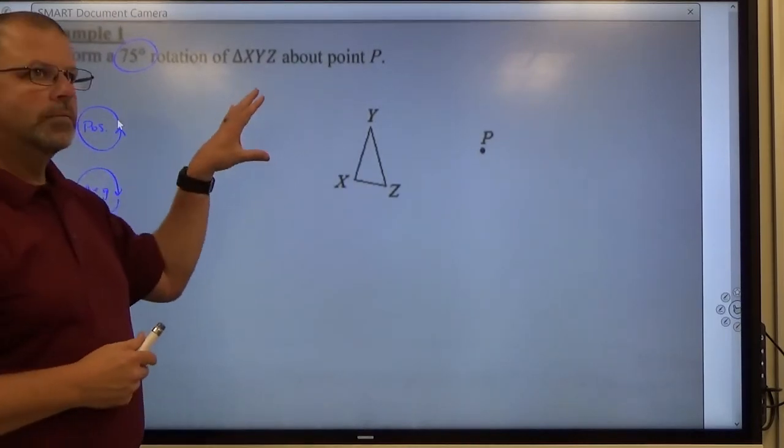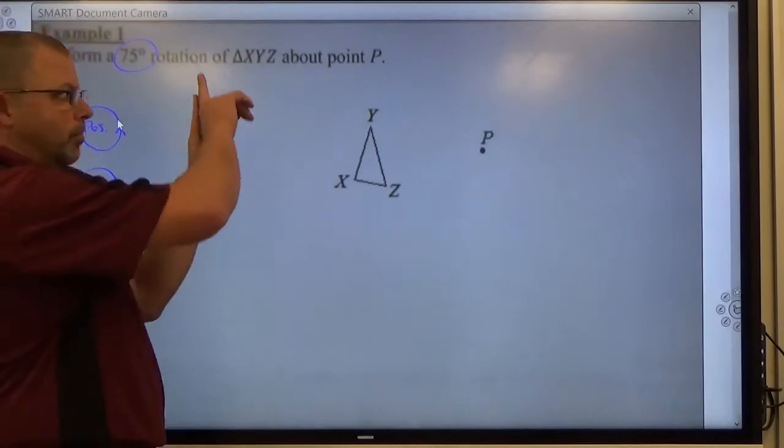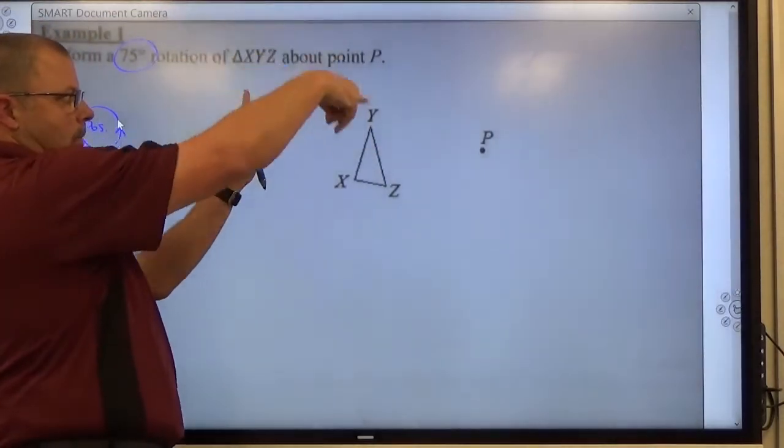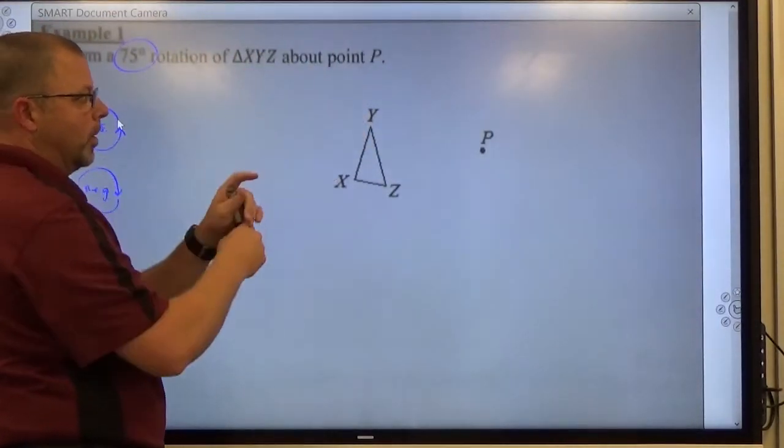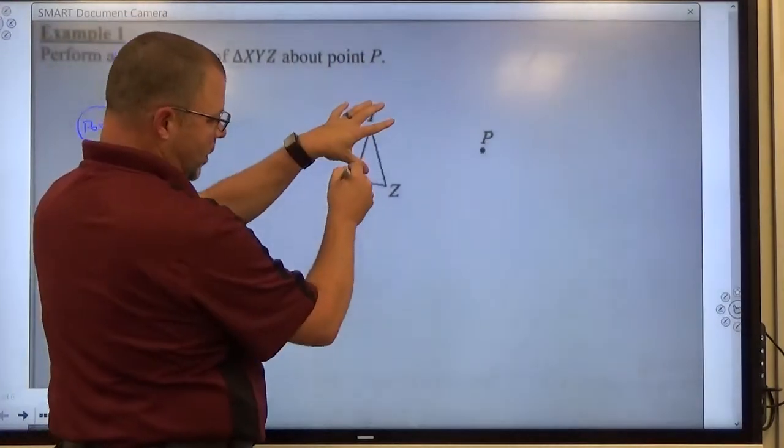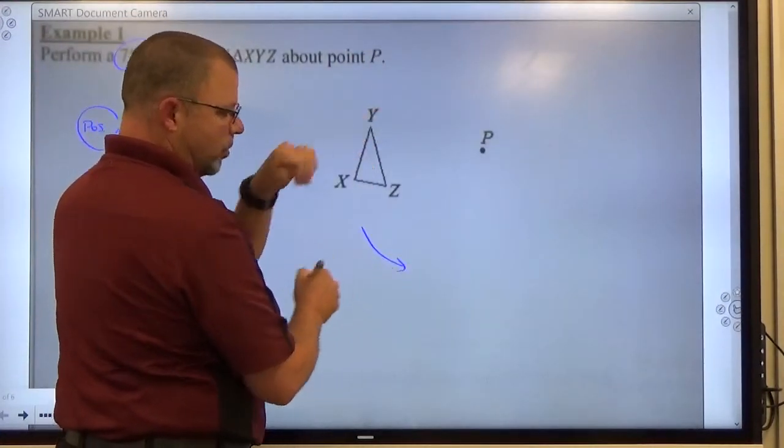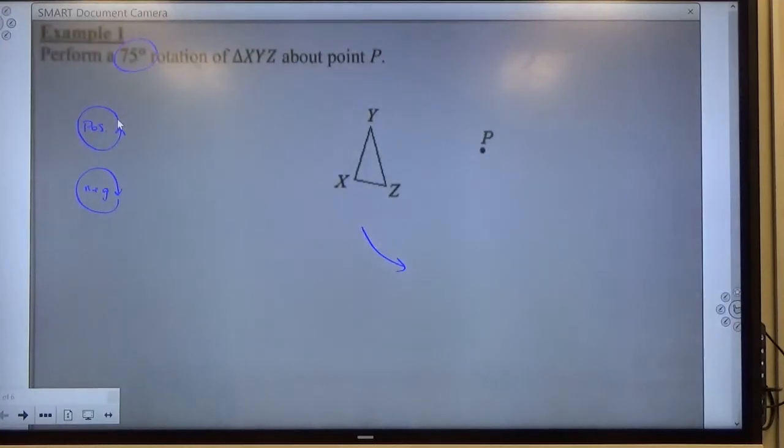So if a clock goes this way, right? Yep. So counterclockwise is the opposite way. So if I'm rotating counterclockwise, it's going to be shifting this direction. It's very important that we go the right direction, counterclockwise or clockwise, based on the angle given to us, either positive or negative.